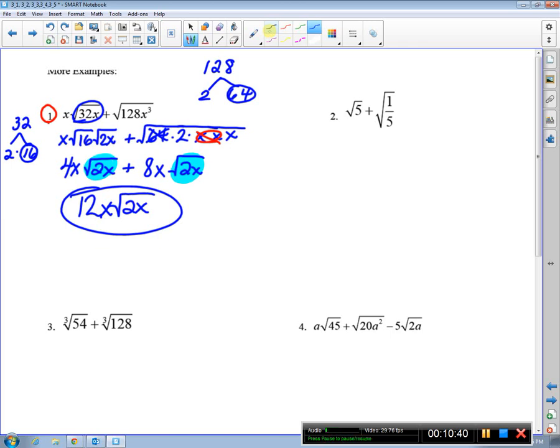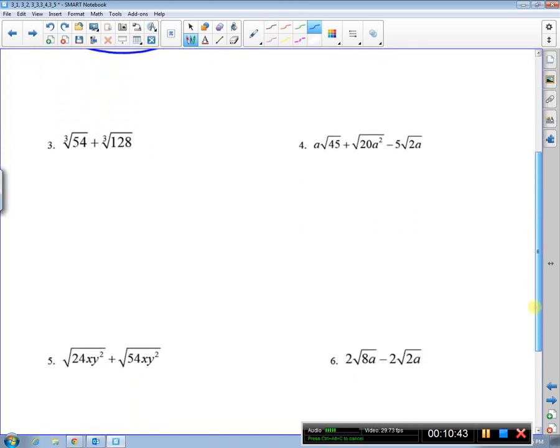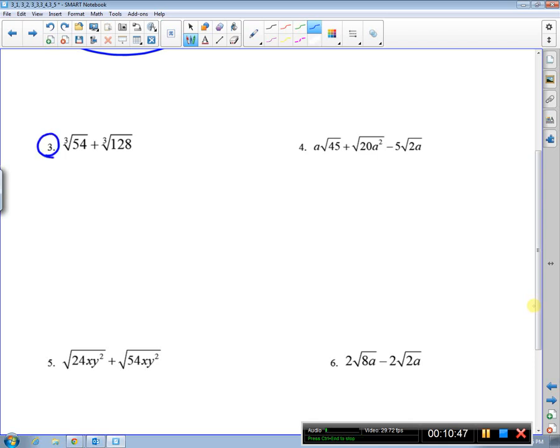Okay. Let's do the one below it as well. Because it's a cubed root, remember we need 3 of a kind. So 54 breaks down into 9 times 6. 9 is 3 times 3, and 6 is 3 times 2. Awesome. We have 3 3s. So a 3 comes out, and the cubed root of 2 is left. How about 128? Break it down.